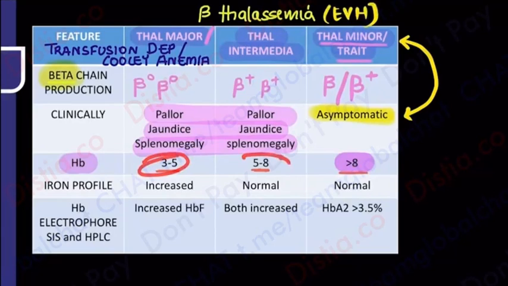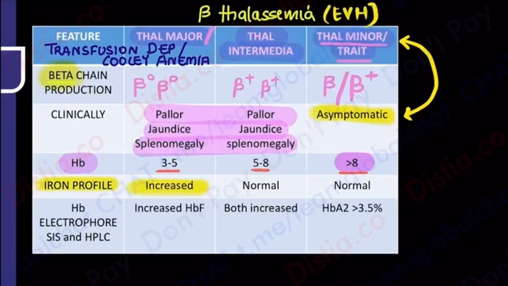Repeating, 3 to 5, 5 to 8 and more than 8. The cutoffs are not important. You just have to know major is more severe, so the hemoglobin is very, very low. Intermediate is somewhat intermediate, so hemoglobin is also intermediate, and minor though is totally asymptomatic, so hemoglobin is almost good. Which out of them is going to show you an increase in the iron profile? That is only going to be thalassemia major. What is the reason? Just remember it for now. I shall be coming to that in a while.